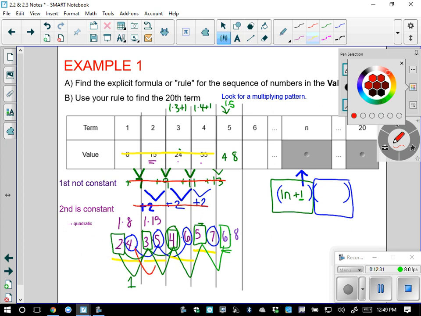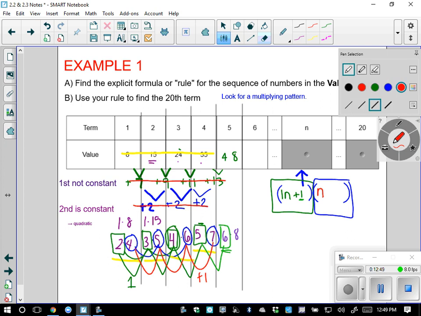To get from 4 to 5, 5 to 6, and 6 to 7, I go up by 1. So that's 1n. But now I have to adjust my value. So 1 times 4 is 4, but now I want what's in the blue circle. I need a 7, so I have to add 3. Well, let's check my work.